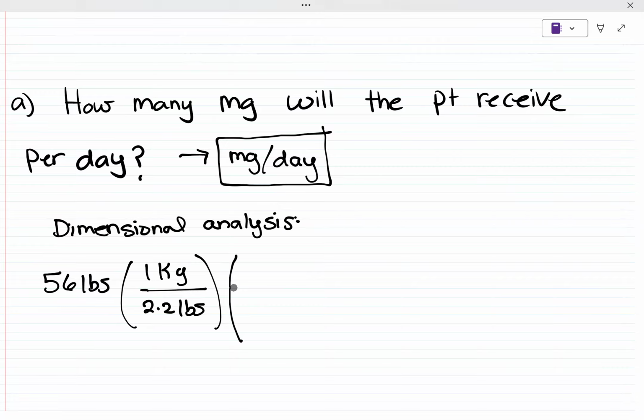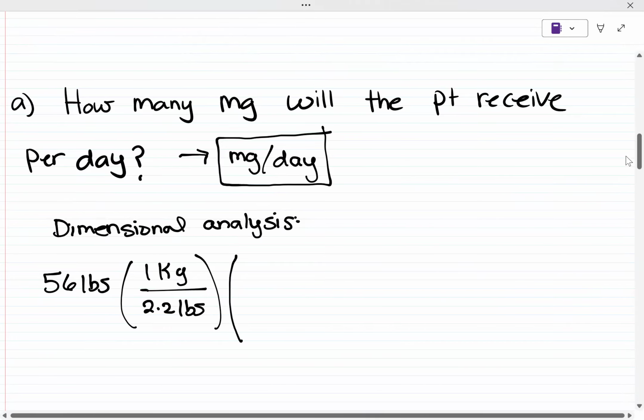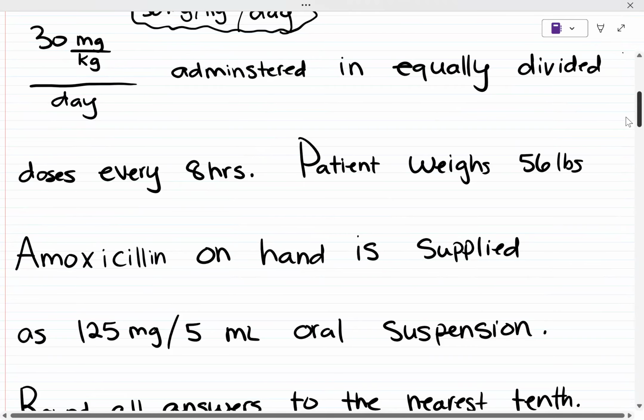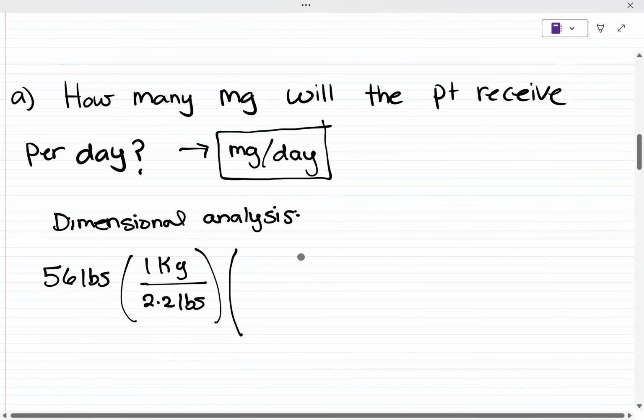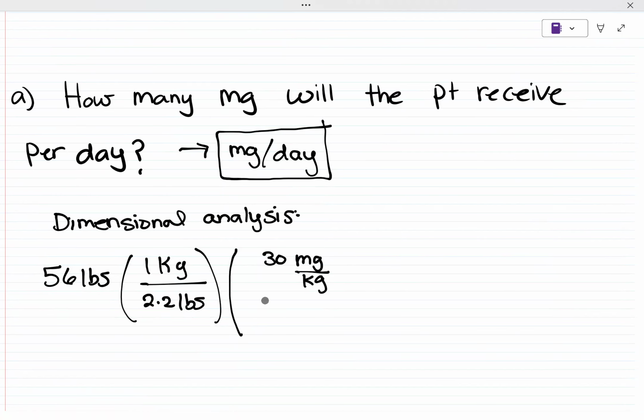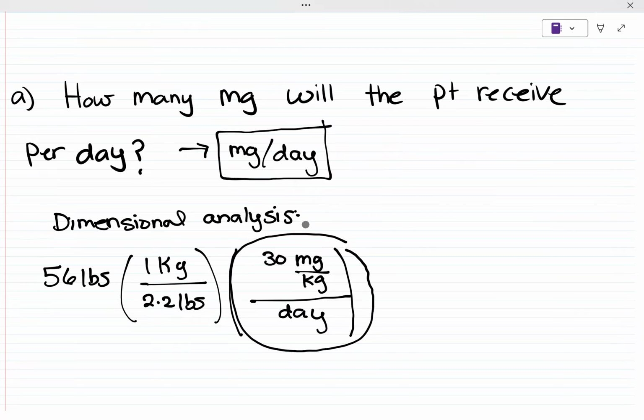complex fraction, 30 mg per kilogram. That's really strange. Let me just write it out: 30 mg per kilogram and then divided by day. That is really weird, but here, I'll show you. What you could do is simplify this part and then continue multiplying out. It looks a little bit off, right? You have what's called a complex fraction. Whenever you're dealing with a complex fraction, just simplify it.